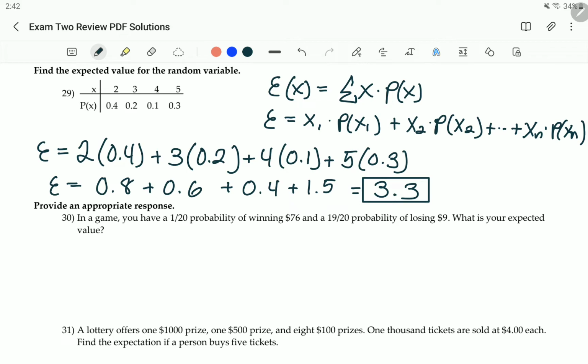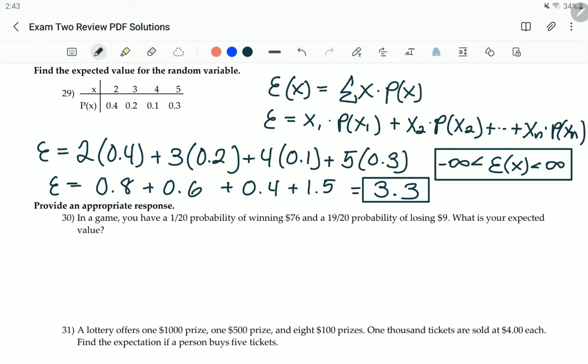And the expected value can be between any negative and positive number. Probability must be between 0 and 1. The expected value can be between any negative and positive number.